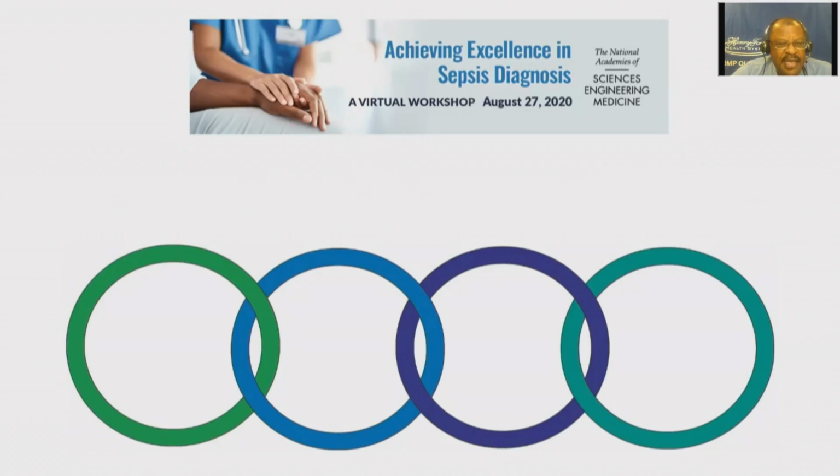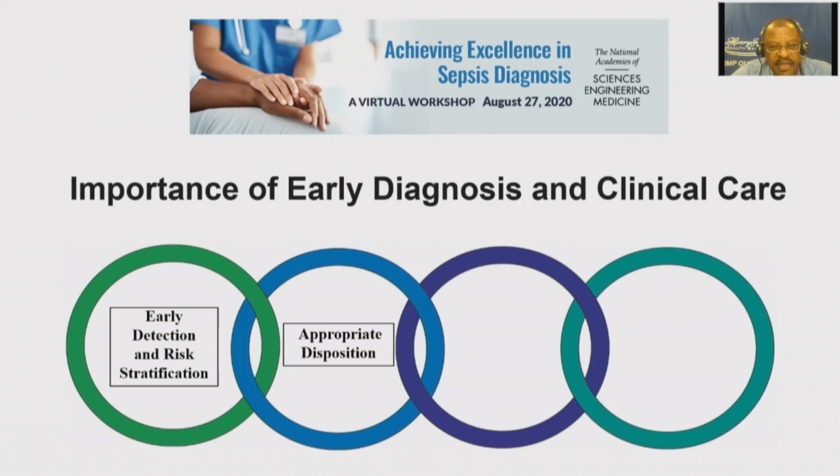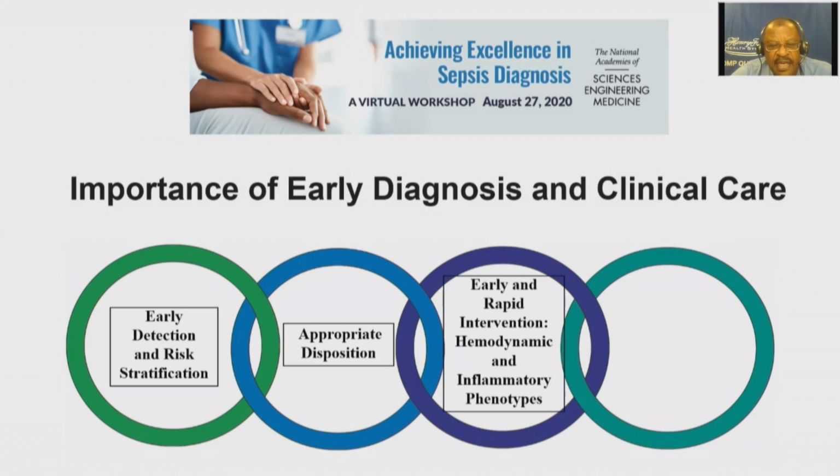I want to conclude by saying that the importance of early diagnosis and clinical care in sepsis is a chain of survival. Early detection and risk stratification is a key piece in early sepsis care. In addition, appropriate disposition: where do you put these people so they don't have the sudden deterioration that we've seen in the past? And in addition, early and rapid hemodynamic as well as inflammatory phenotypes, because these hold great promise in both diagnostic and therapeutic interventions. And lastly, we have to have a quality mechanism to examine our care so that we can take great advantage of the resources we have to improve our outcomes.